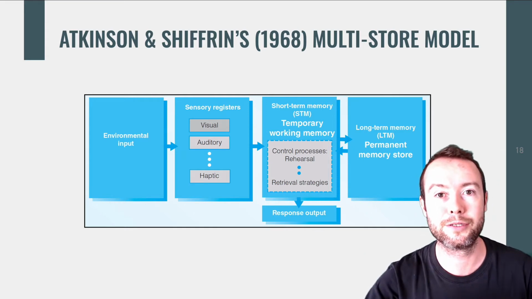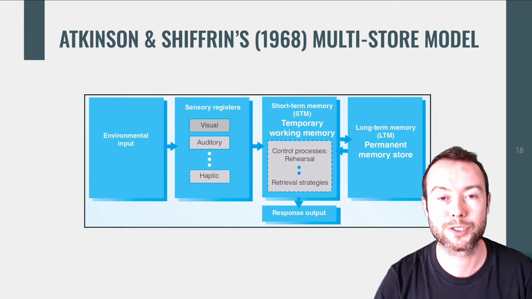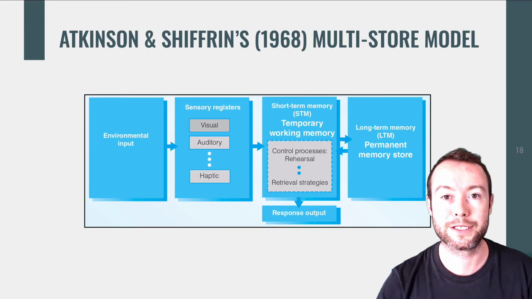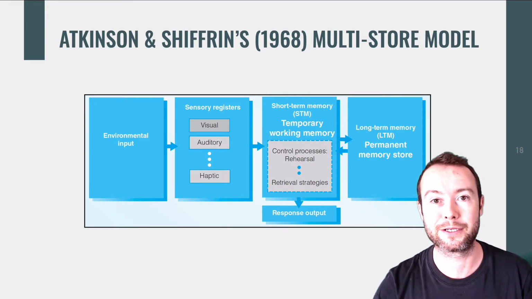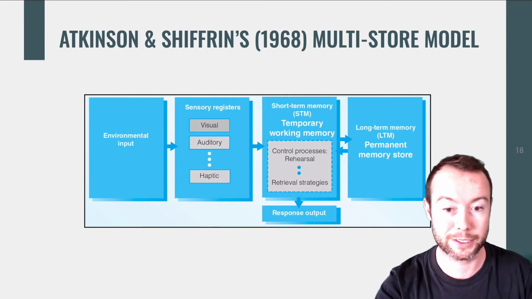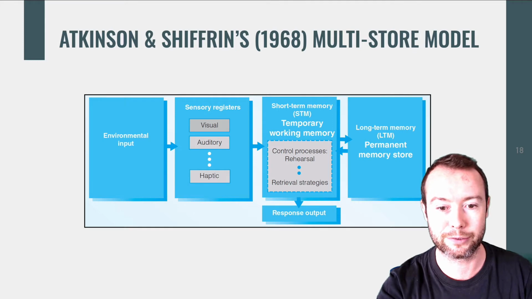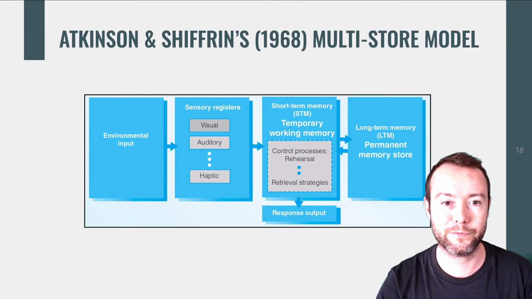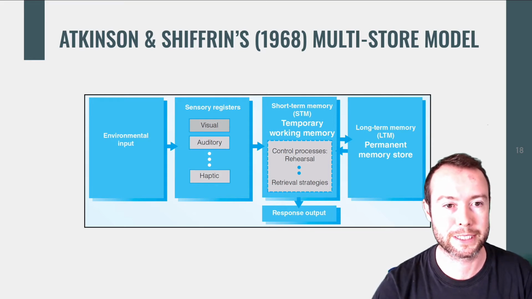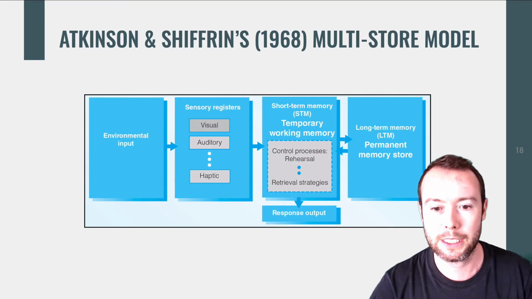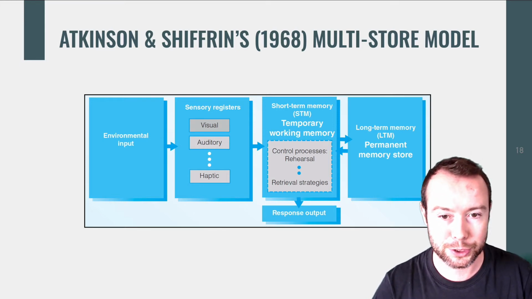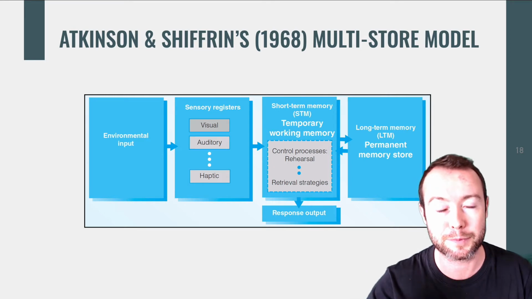This sensory or environmental input is then passed to the sensory registers, which are the areas that hold this information for a fraction of a second. At this stage, anything that we don't pay attention to is going to get neglected and degraded from this sensory register very quickly. And we've got distinct stores for visual, auditory, haptic, etc. Haptic is touch-based.